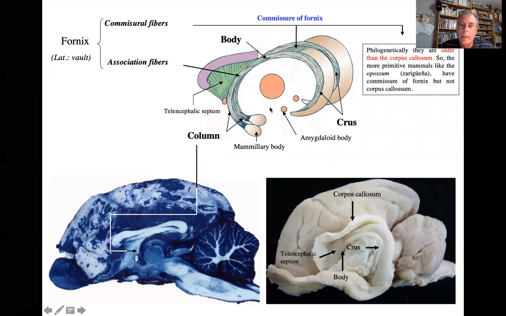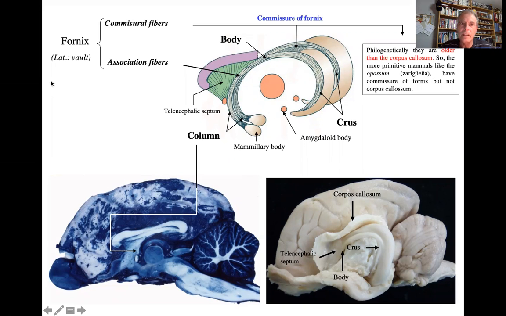Okay, so now we go to the fornix. The fornix, that means from Latin vault. Okay, as we have said previously, they are the fibers that are leaving the hippocampus and they form a vault around the thalamus. So the fornix is formed by commissural and association fibers. Association fibers are fibers that communicate different structures inside one hemisphere. They do not cross to the other side.